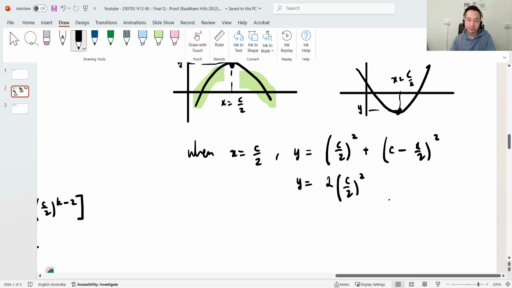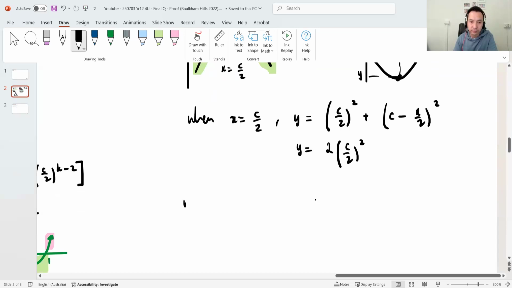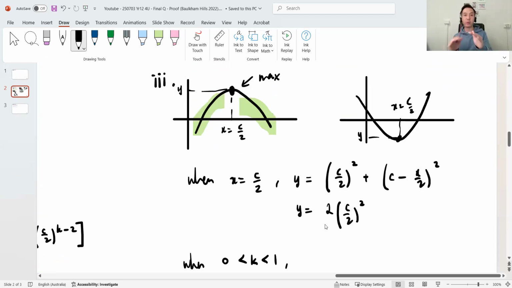All right. Now, when k is between 1 and 0, we know it's a maximum. So it's the first case. All the y values are going to be smaller than the maximum, between 0 and 1. So let me see.